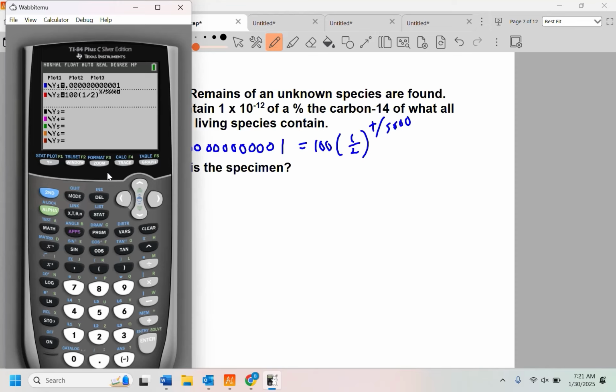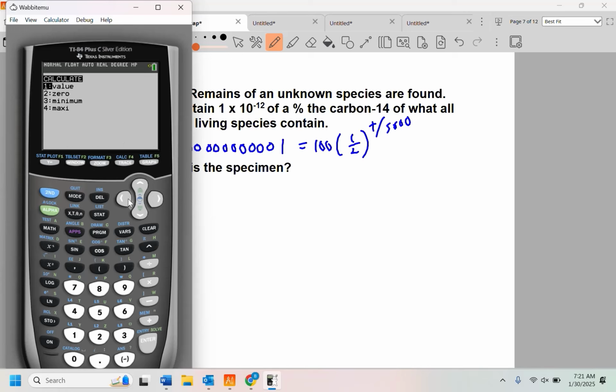I'm going to do a Zoom 6 even though it's useless. And I have no idea how old this thing is. I am going to go out 1,000,000 years. I feel like 1,000,000 years will probably cover it. So I'm going to change my X max to be 1,000,000. That looks like 1,000,000.